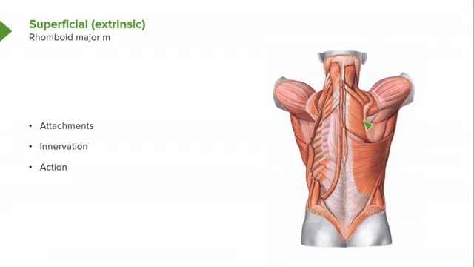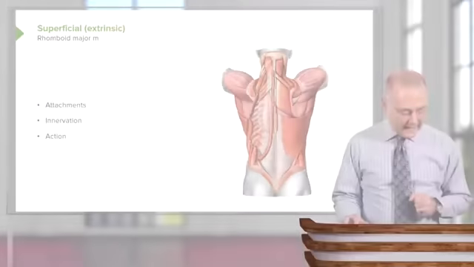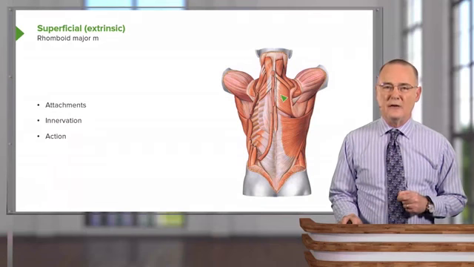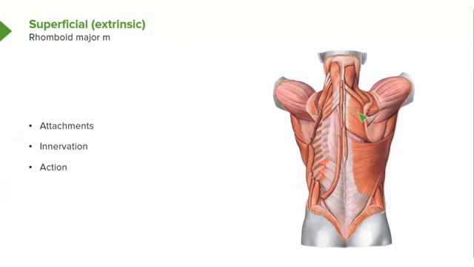The insertion is on the medial border of the scapula at the level of the spine down toward the inferior angle. The innervation of the rhomboid major is the dorsal scapular nerve, and the action or actions of this muscle would be adduction. It would pull the scapula in toward the midline, also known as retrusion. And because of the oblique course of these fibers, it can help to elevate or pull the scapula upwards.